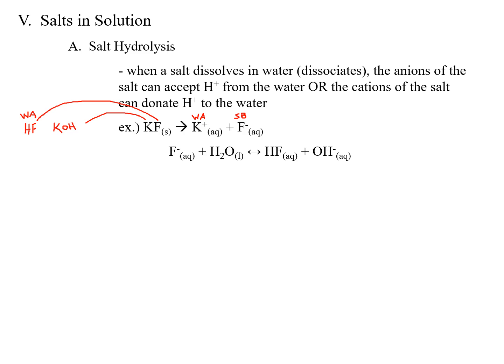In fact, let's label that up here real quick. So this was a strong base. That's why we got the weak acid. And this was a weak acid, so that's why we got a strong base. And anytime there's one part of a salt that is a strong conjugate, that's going to affect the pH.